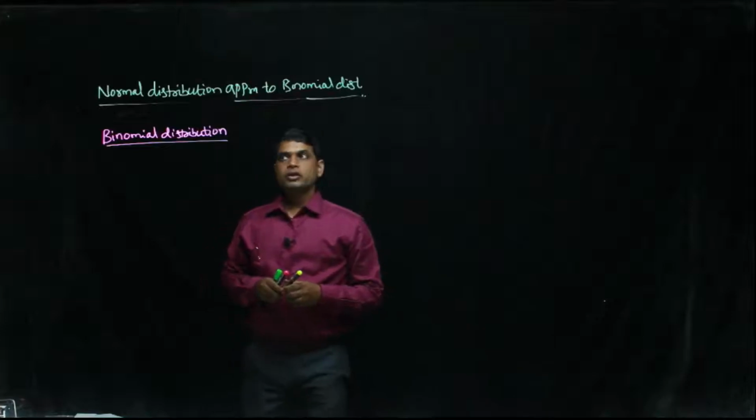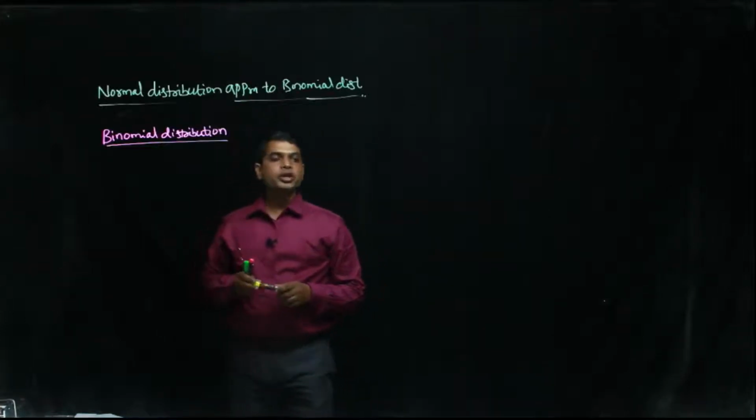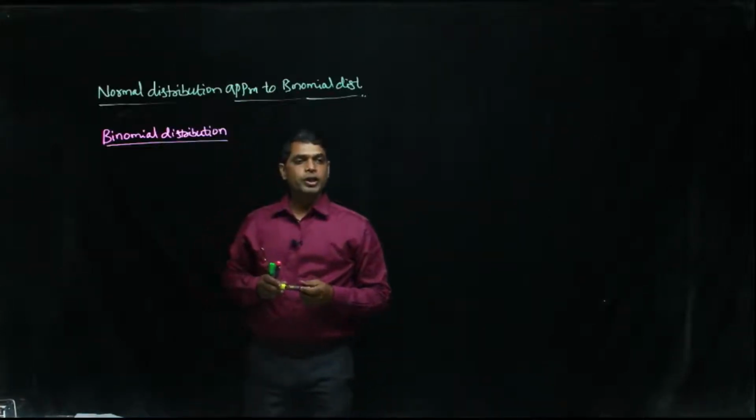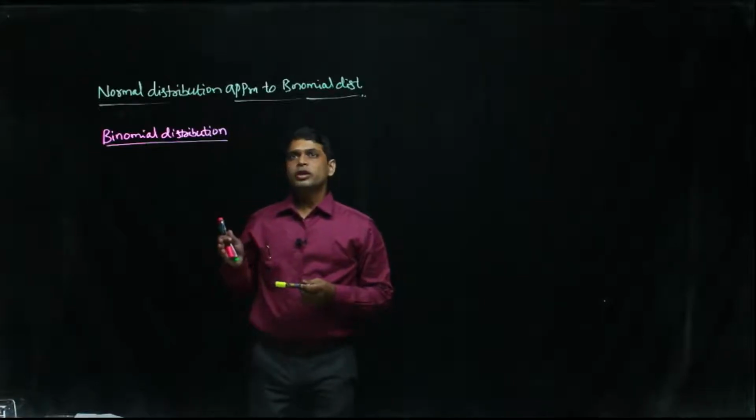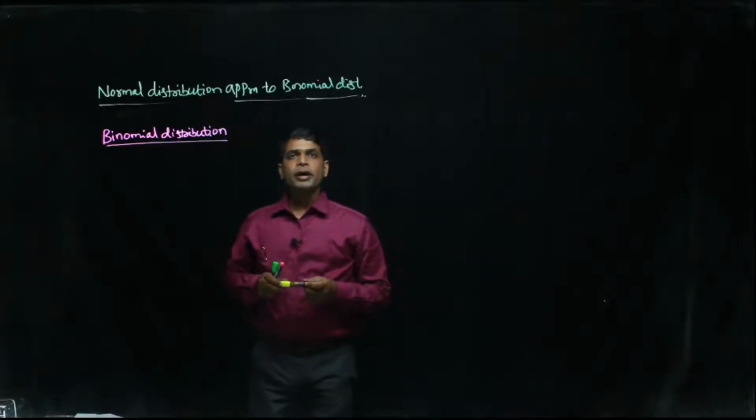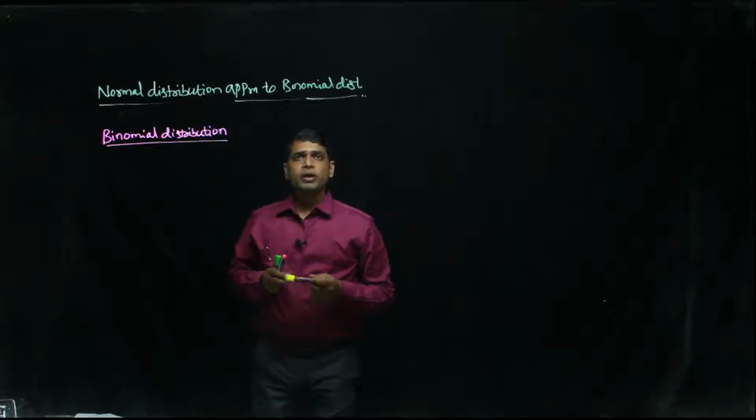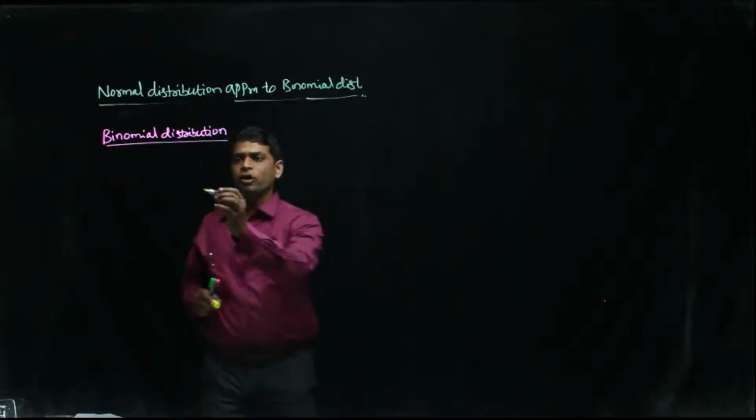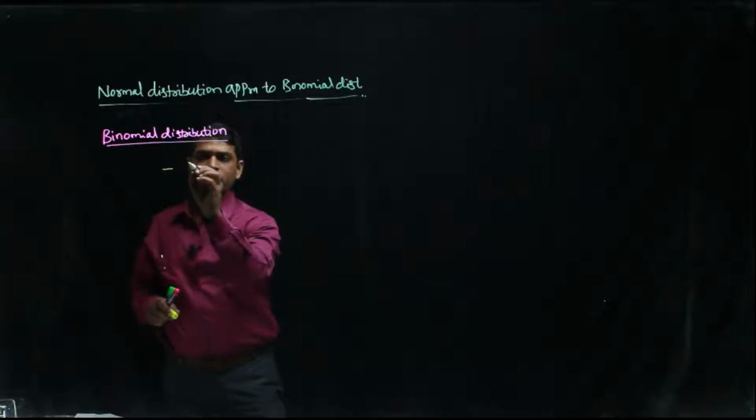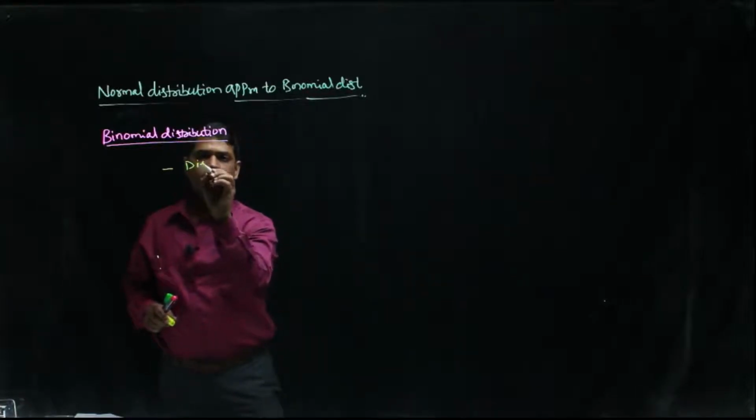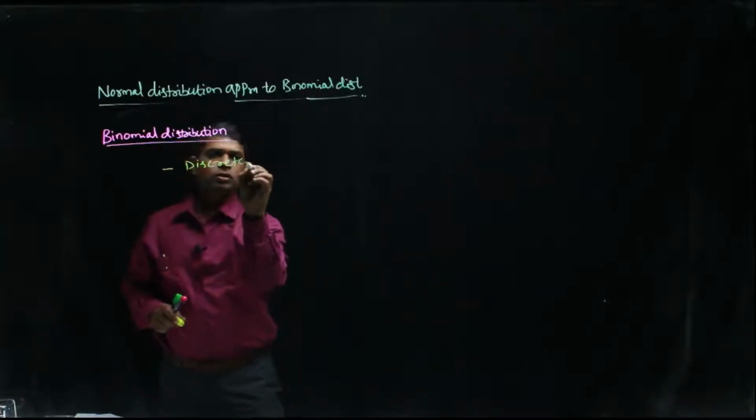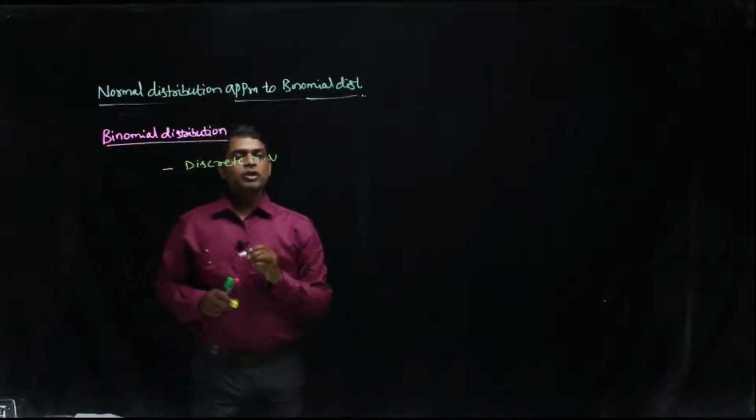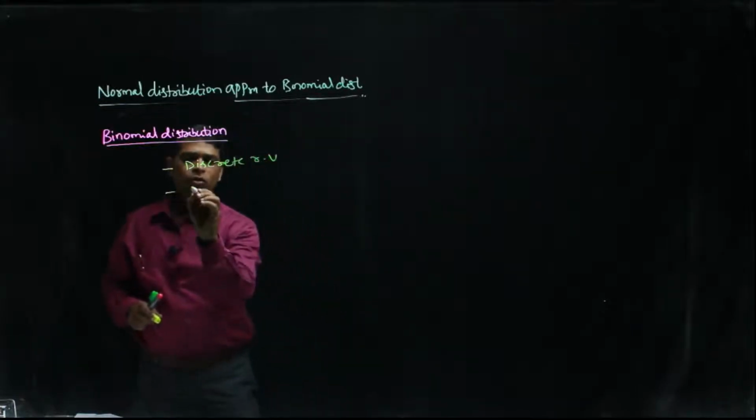Everyone, today we discuss the normal distribution approximation to binomial distribution. That is, the continuous normal distribution can be used to approximate the binomial distribution. So, what is a binomial distribution? The binomial distribution is used for a discrete random variable, and we have only two outcomes.